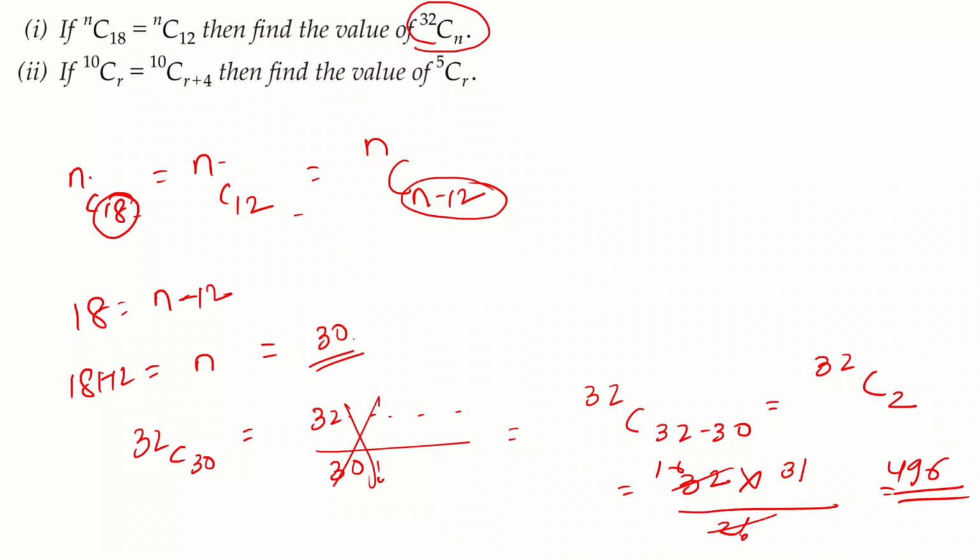Alright, you please verify. I might be making some small mistakes. Okay, let's take up another question. If 10CR is equal to 10C(R plus 4), then find out 5CR.